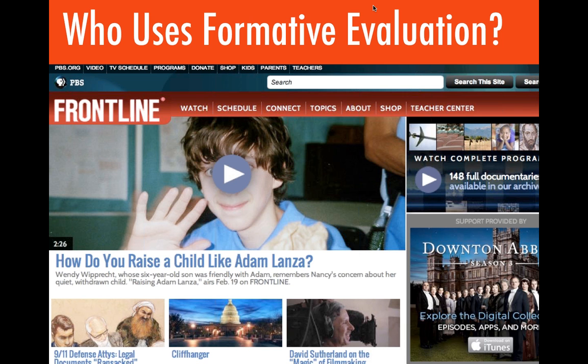For the sake of diversity, you might expect that Sesame Street, a product that teaches kids, uses formative evaluation, but Frontline, PBS's product Frontline, uses formative evaluation as well. When they are developing their stories, they want to make sure that the message resonates with the audience, and that people understand the scope and sequence of the story. So they'll employ methods of formative evaluation as well.